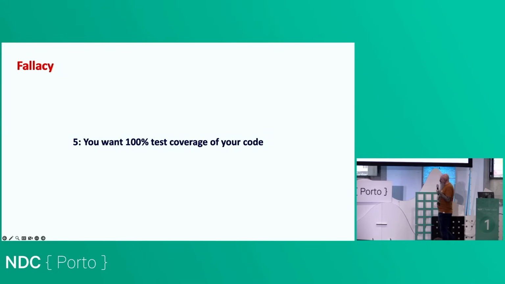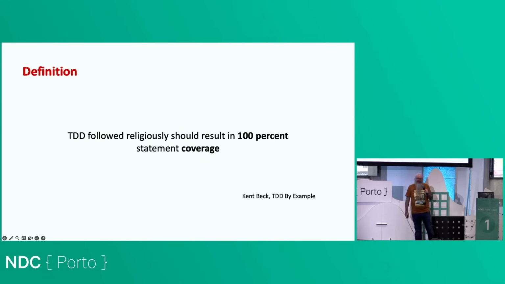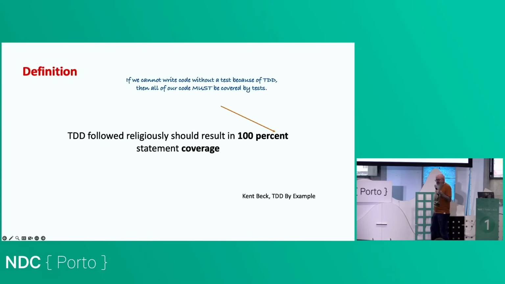You want 100% test coverage of your code. This is a funny fallacy, but it is one, right? So even Kent says, oh, look, TDD, if it's followed basically religiously, should result in 100% statement coverage, right? If you can't write code unless there's basically a requirement to drive that code, and you're not writing speculative code, then any code you write is in response to a test and should be behavior that's needed by that test. Therefore, you shouldn't have uncovered code, right?